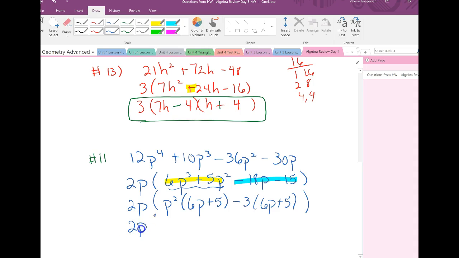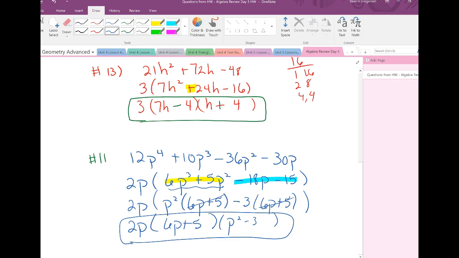So I get a 2p, and I get our 2 sets of parentheses, so we get a p squared minus 3, and our other one, what's left, actually I'm going to take out the greatest common factor first, 6p plus 5, take those out, what's left, we have a p squared minus 3. Does that make sense? I probably have utterly confused you, so we'll probably be going over this one again on Monday once I get back. So hopefully that will get you guys started.